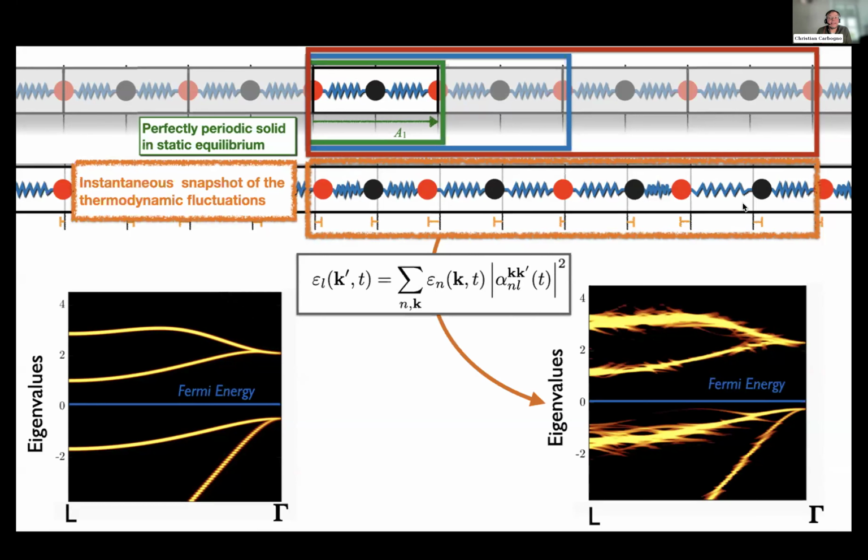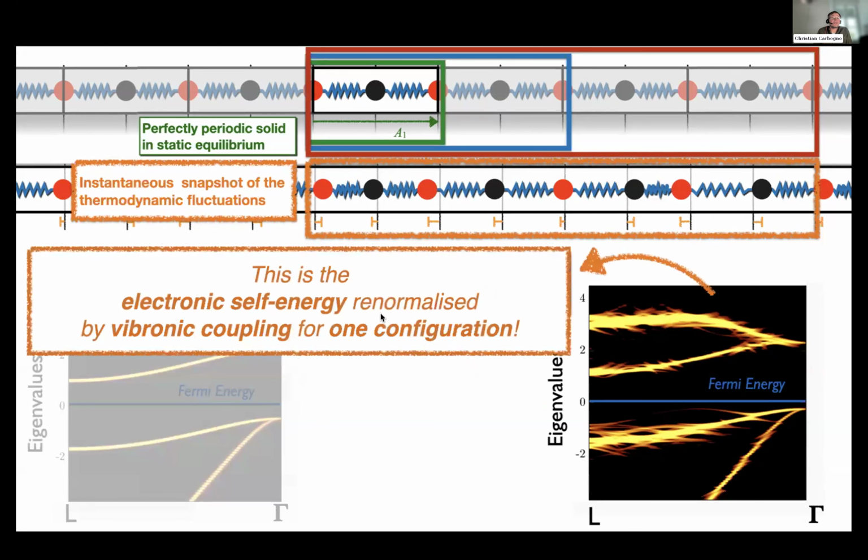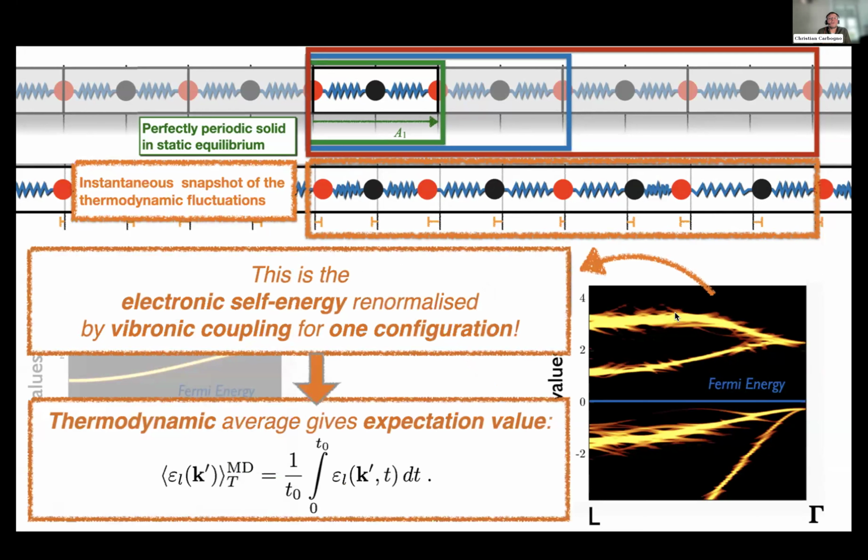Then we break translational symmetry, and when mapping back, we no longer get a perfect mapping. Rather, the electronic states get smeared out and we get a kind of weighted distribution. This is nothing else than the electronic self-energy renormalized by vibronic coupling for one configuration. And if we then perform a thermodynamic average over all such unfolded band structures in an ab initio MD run, we get the temperature dependence of the spectral function, or of the electronic band structure, in thermodynamic equilibrium.